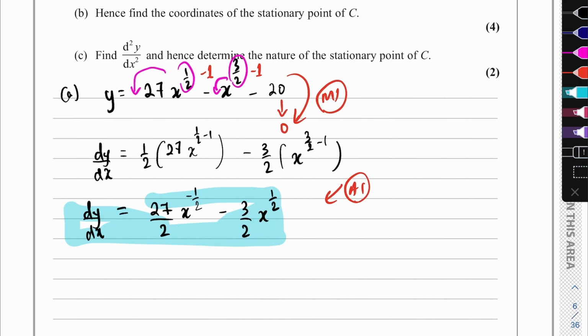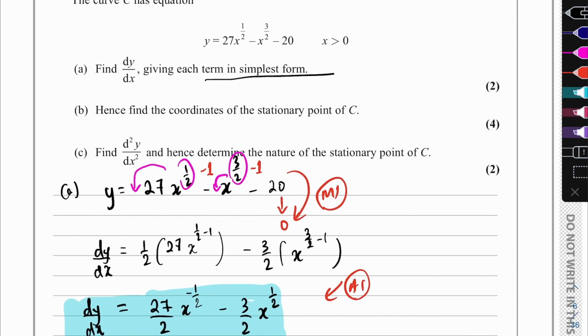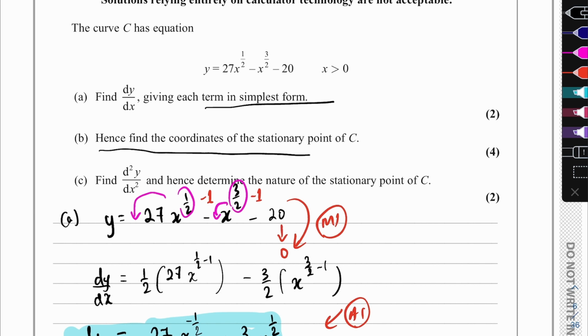Now let's look at part B. What does part B say? Then it says, hence find the coordinates of the stationary point. So how do we find the stationary points when we have a given curve and dy by dx?